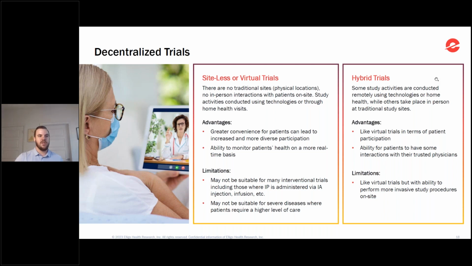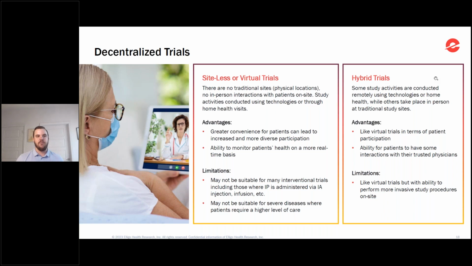So some of the advantages of this are it does ease the burden that patients face in participating. If you have a study with 10 visits, 5 of them are going to take place on site, 5 of them are going to take place either virtually or via home health visit. That obviously makes it a little bit easier on that patient to participate because you've essentially reduced the amount of travel that they'll have to do by 50%.